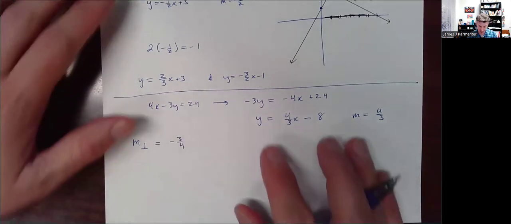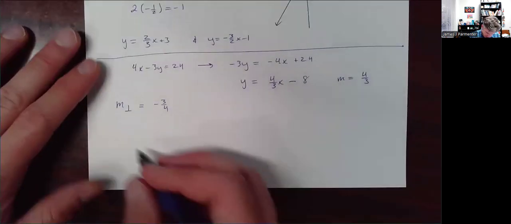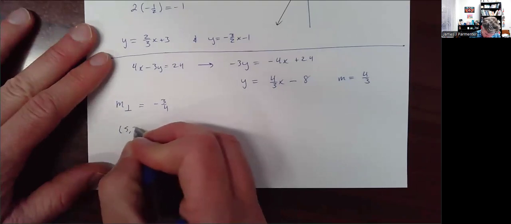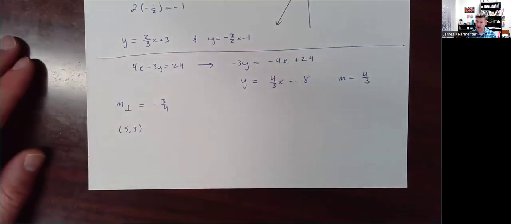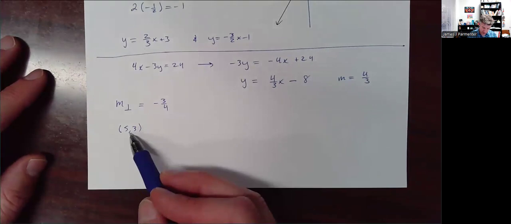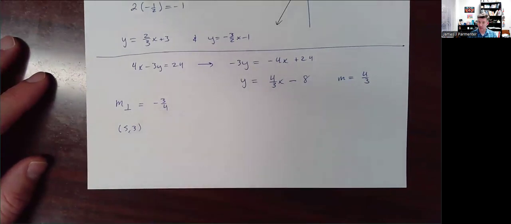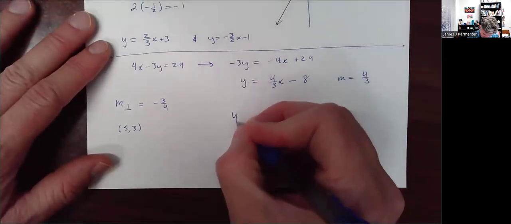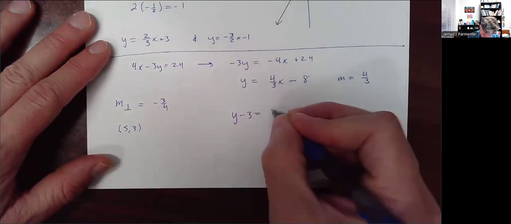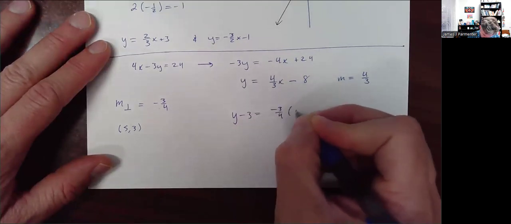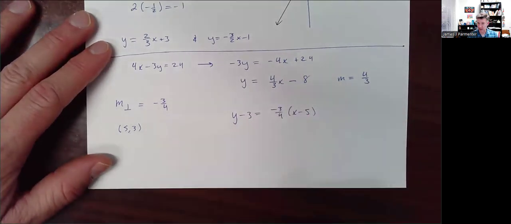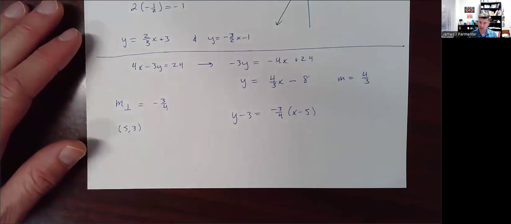The point they gave us was (5, 3). That doesn't change. So the point we're given here is still (5, 3). So now we have all the information we need to find the equation of the line. We have the point, we have the slope. I'm going to use the point-slope formula. So y minus 3 equals -3/4 times x minus 5. And then I'm going to simplify it and get it in the slope-intercept form.